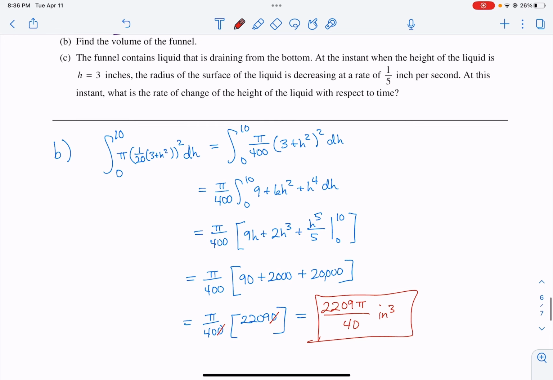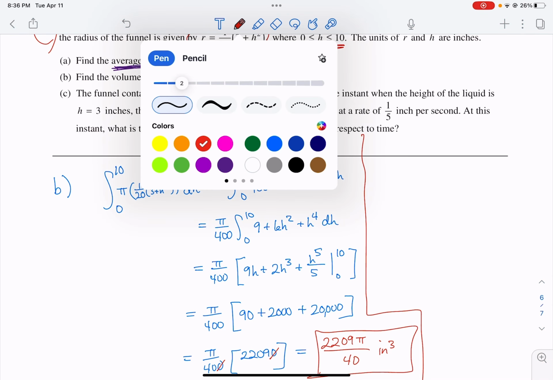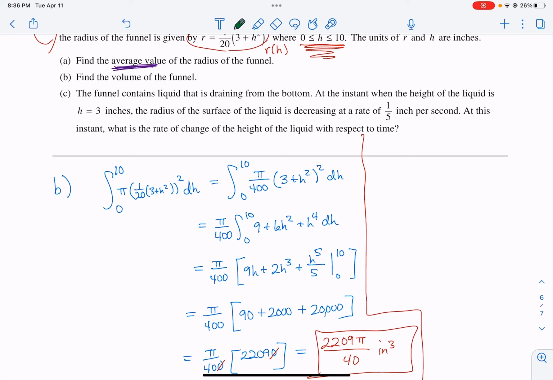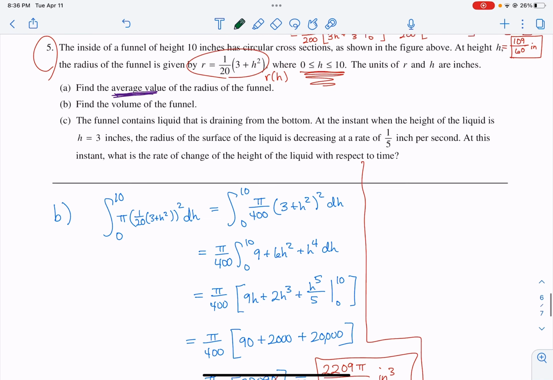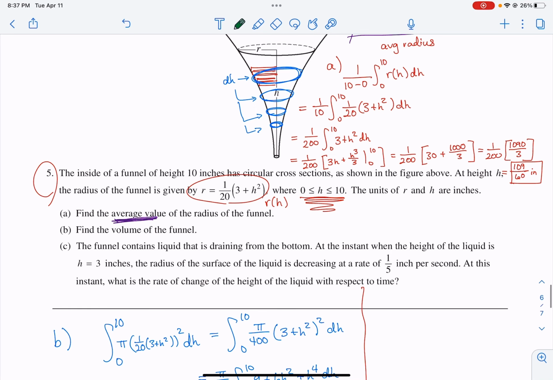Nice. And then this is the best way to end this. Part C. You guys might read that and be scratching your heads for a little bit, but then you'll realize we learned this a long time ago. So anyway, let's just read part C kind of slowly here. The funnel contains liquid that's draining from the bottom. So let's just draw that. The funnel's filled with liquid, and at the bottom there's a little hole, and it's spilling out of the funnel.